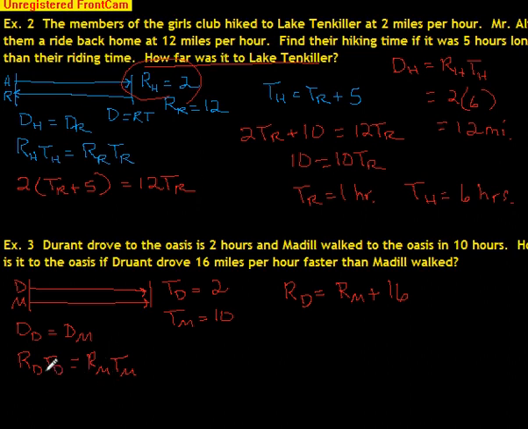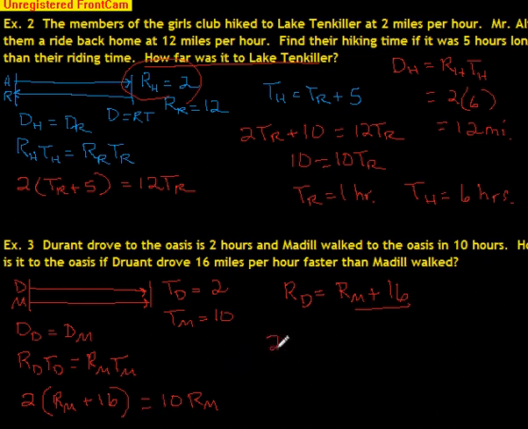We're just going to start substituting. I'm going to switch these around and do my time first. Time of Durant is 2. Rate of Durant is rate of Medill plus 16. And time of Medill is 10. And rate of Medill is the only thing that we're going to keep as our variable. So we just leave that as n. And we're just going to multiply all this out, and hopefully we'll get the right answer.